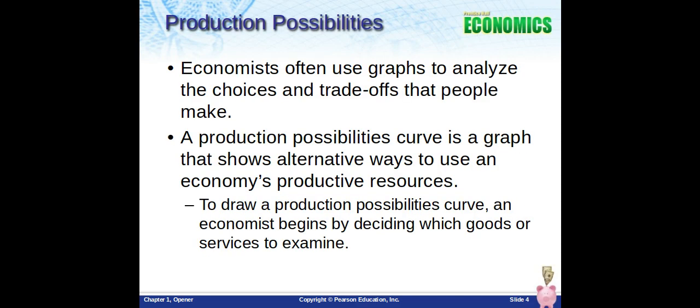Okay. So production possibilities, economists often use graphs to analyze, like we talked about, trade-offs. A production possibility curve is a graph that shows alternative ways to use an economy's productive resources. So, like I said, we're going to have to determine how we're going to use our resources, what we're going to produce, how much of it we're going to produce, and what we're giving up when we produce it. So that's what this production possibility curve is going to do.